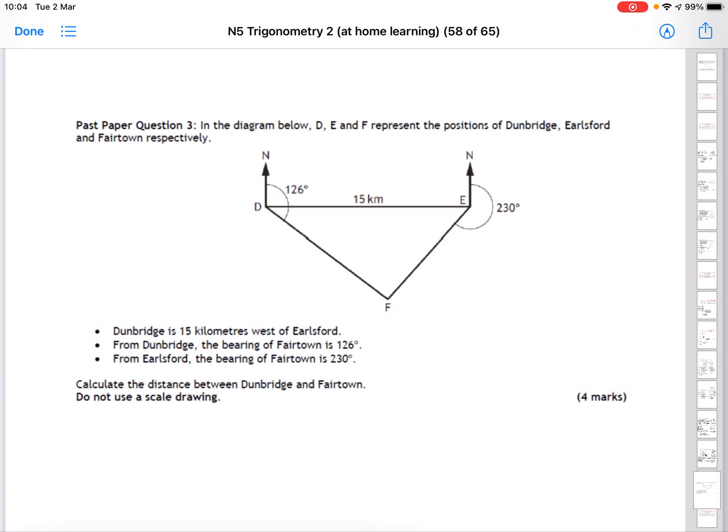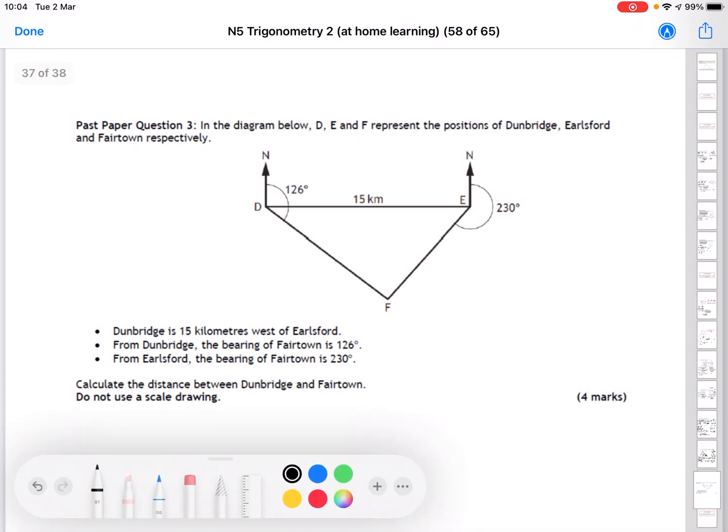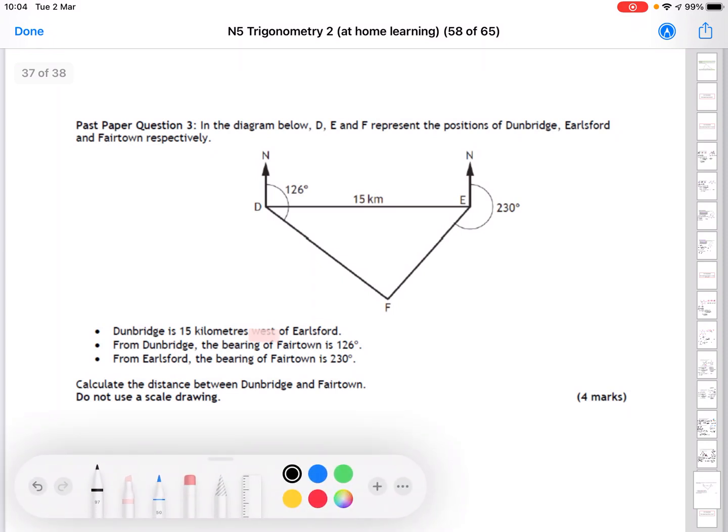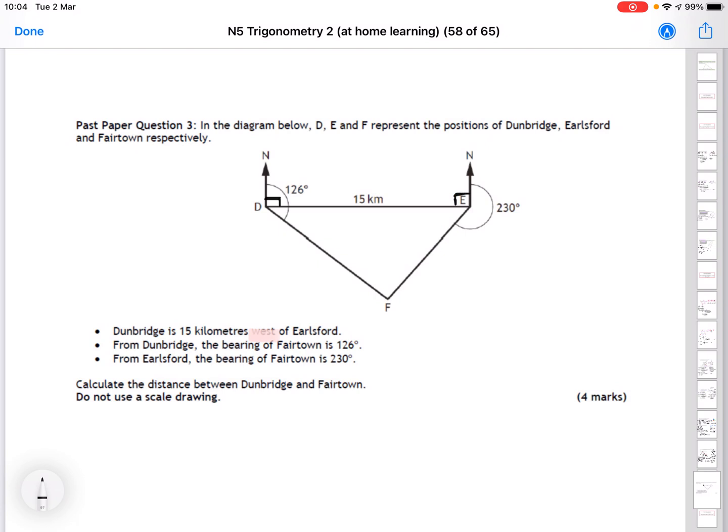So the fact that you're told there in the question that that is west, the first thing you should be thinking is that you know that that's a right angle there, and that's a right angle there, okay? If you have directions that you can use your compass points to do, so north, east, south and west, you can tell those degrees. So if something is west, we know that that's a right angle.